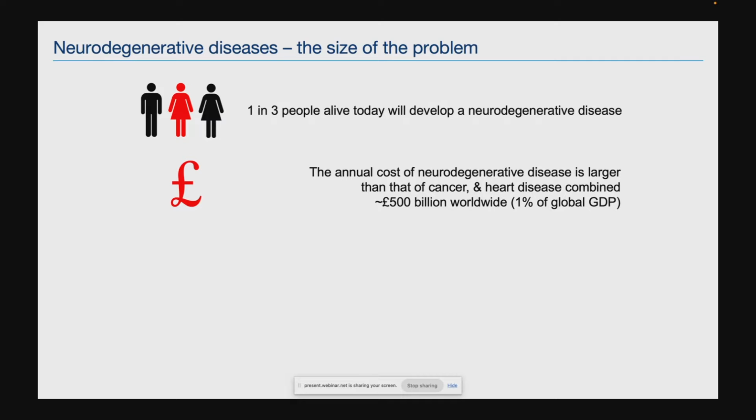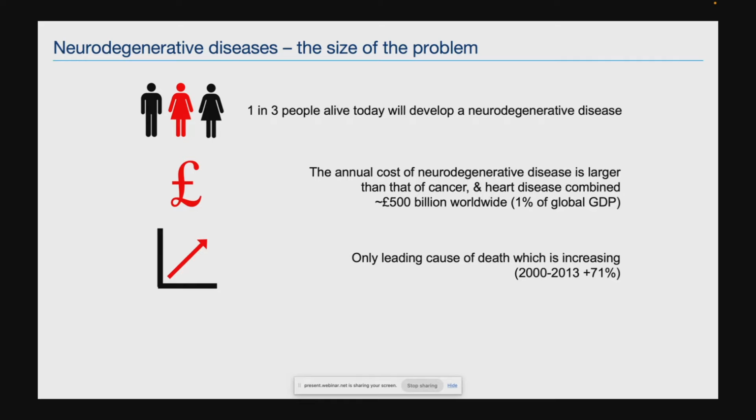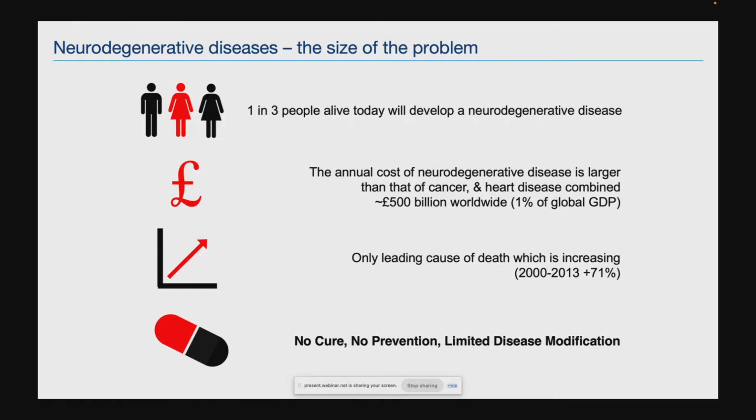The majority of that cost isn't spent on research, it's spent on actual care for people living with neurodegenerative disorders. It's the only leading cause of death which is increasing year on year. As we have an aging population, this problem is only going to get worse as more and more people develop these neurodegenerative disorders. Yet despite this, we have no cure, no prevention, and only limited disease modification.